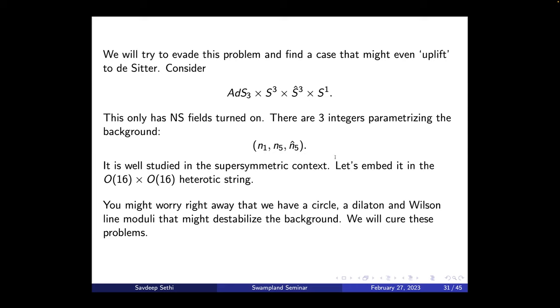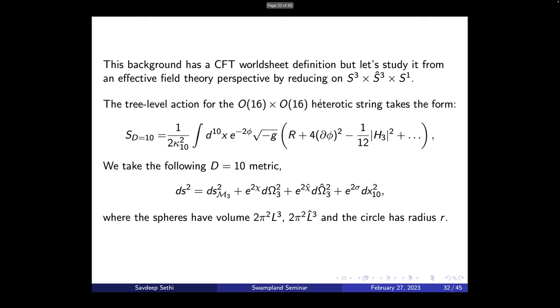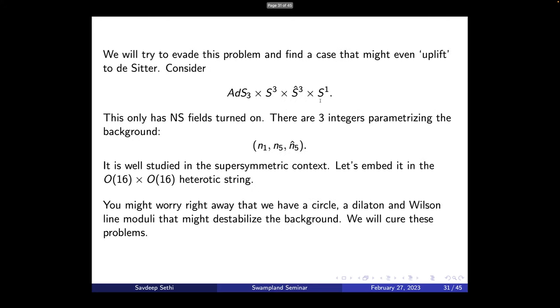So let's embed it in the O(16) cross O(16) string. Now you might say, well, wait, you're talking about no moduli and these string islands, but now we have this circle. And the circle has a size. We also have the dilaton, and we have Wilson line moduli that might destabilize the background. But we can cure all these problems. So, Sab, can I? I also worry about the squashing parameter of the S3s.